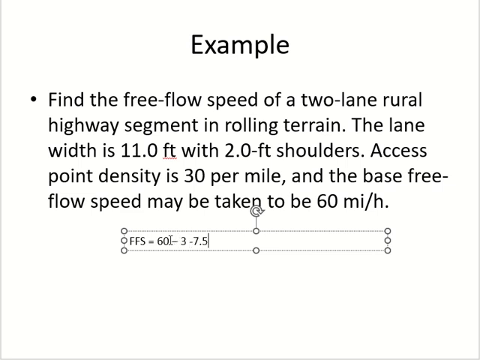How much? 94. 60 minus 3 minus 7.5 is 49.5... 94. You just came. You were sleeping when you were driving. 94. 60 minus 3 minus 7.49.